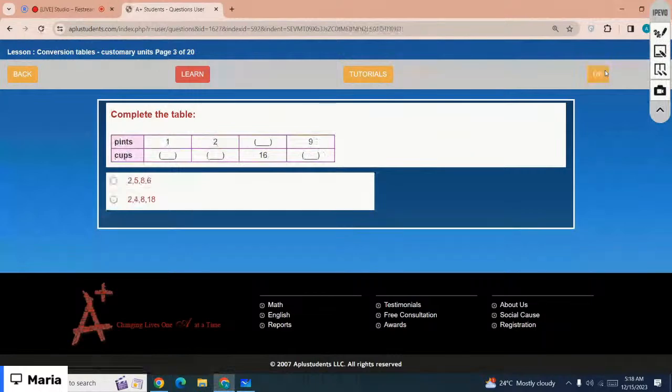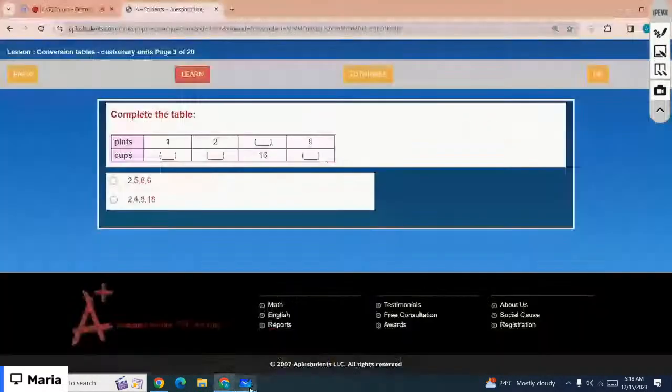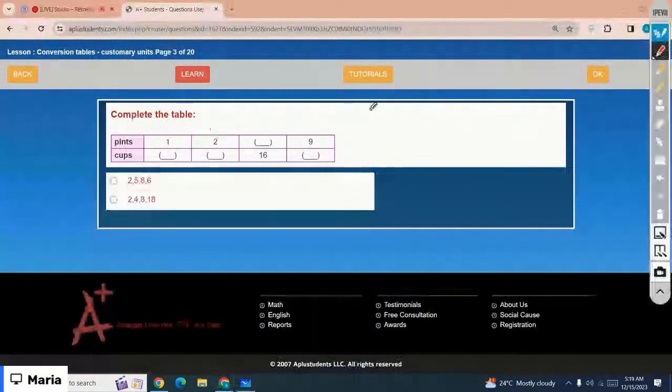Okay, the next one is you have to go from pints to cups, right? So 1 pint equals 2 cups. Yes, here it is. 1 pint equals 2 cups. Here you are given the pints. 2 pints equal 4 cups.